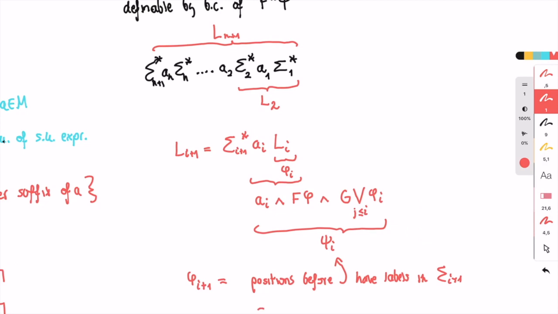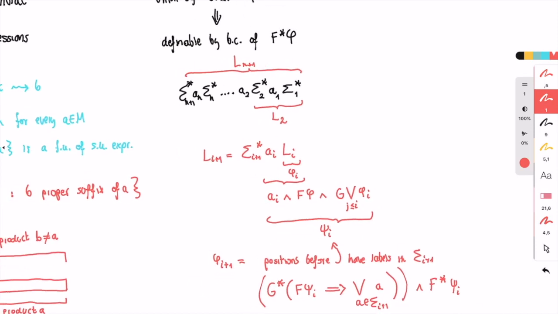And this you can write as follows. You write globally star, if in the future I see psi i, then I must have a label. And then you also have to say that I actually do see psi i. Maybe even in the first position. And that's the appropriate formula.